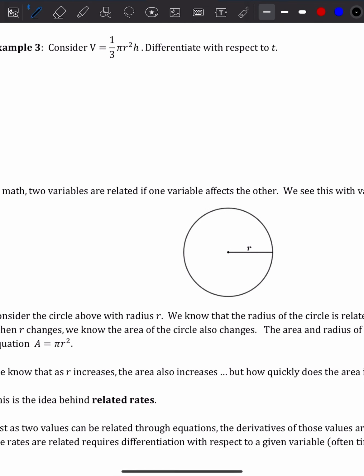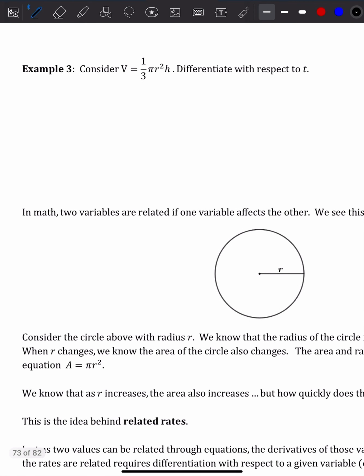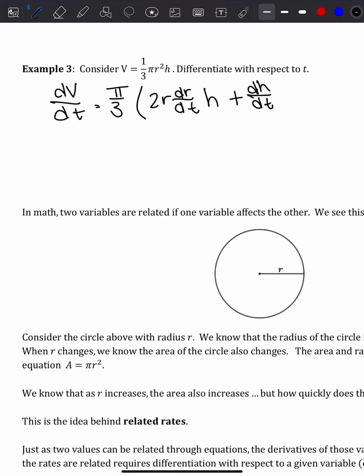And then our last one here, V equals 1/3 pi r squared times h. Differentiate with respect to t. So we have dV over dt equals, I'm going to keep 1/3 and pi together, or pi over 3. We need to use product rule. So u prime times v plus v prime times u. So 2r dr over dt times h plus dh over dt times r squared. I can go ahead and multiply out the pi over 3. I can also pull out an r if I really want to, but there's not really a reason unless we need to.